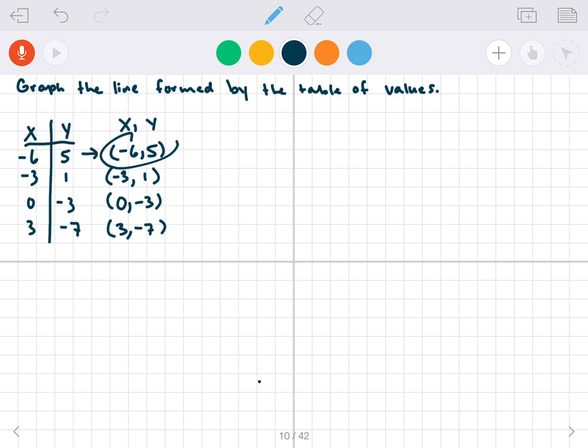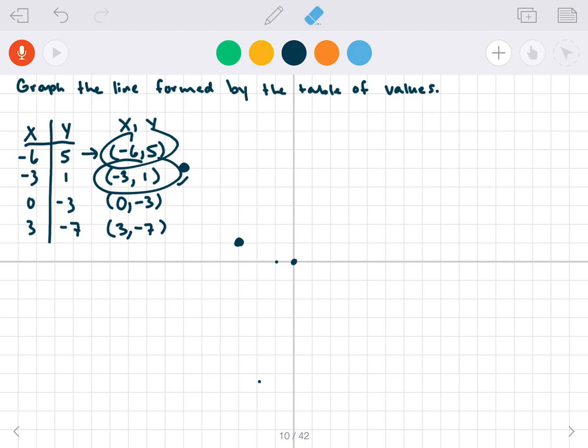And so the first one tells me to go to the left 6 because it's negative. So from the middle, go to the left 6: 1, 2, 3, 4, 5, 6. Then go up 5: 1, 2, 3, 4, 5. Okay, next one says go to the left 3 and then go up 1. So we go to the left 1, 2, 3, then go up 1.